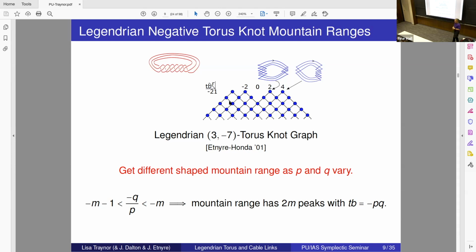Yes, there's a nice formula exactly from P and Q. It takes a couple second, a minute calculation to figure out all the peaks. Yeah, simple. That's what's really nice. So basically we understand all the PQ Taurus knots because given the P and Q, I can write down the mountain range pretty easily.